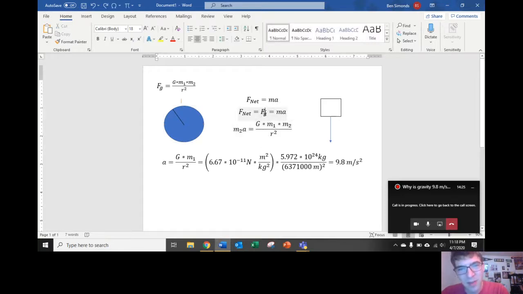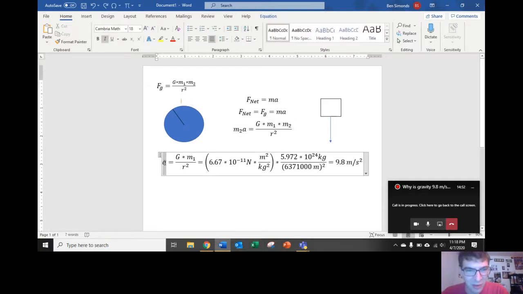And we know that that's equal to the force of gravity. So we know force net, which is ma here, is equal to Fg. Well, what is Fg? This is the equation for gravity. So we set net force equal to Fg. When we do that, we see that the masses cancel out. That m2, the mass of the skydiver in this case, cancels out.